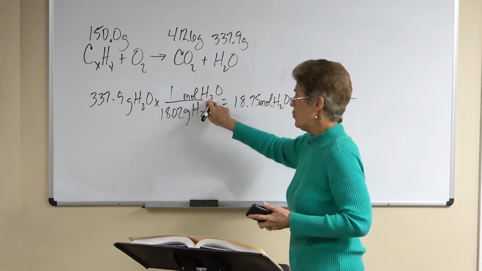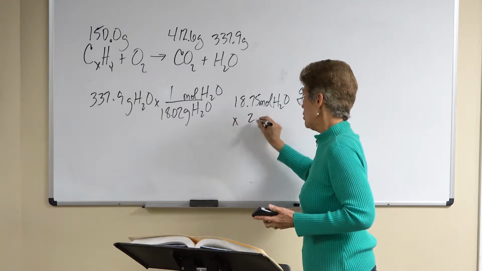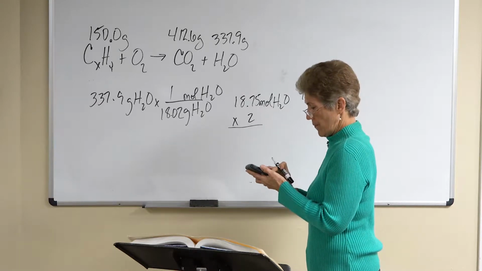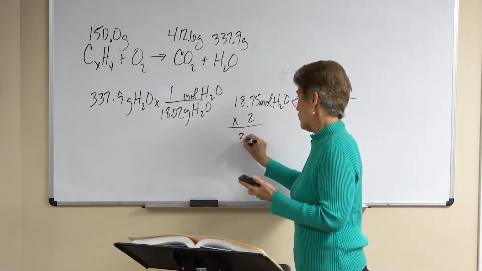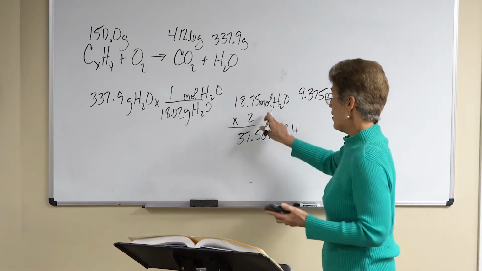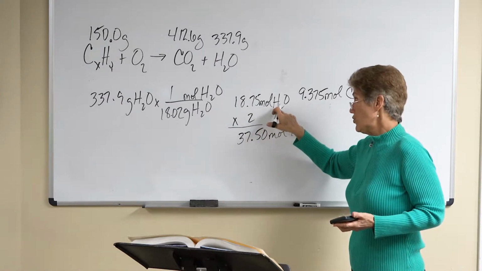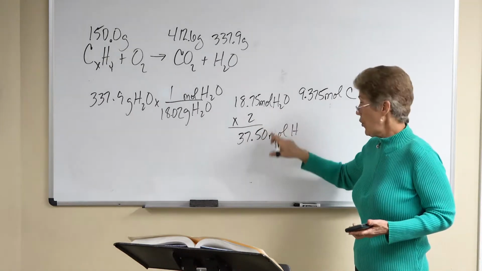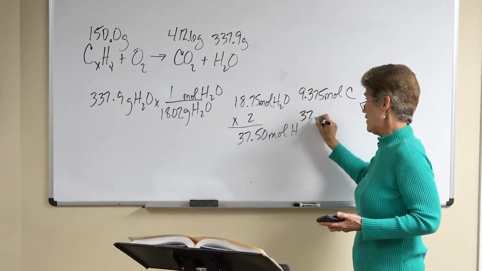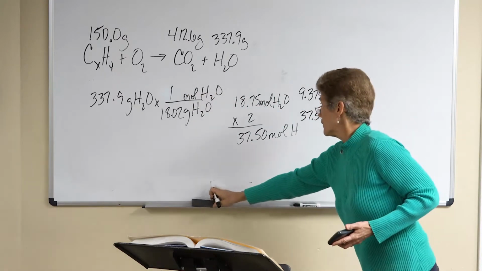But remember, there's 2 hydrogens in every 1 mole of water. So in that, we're going to go times 2, and that's going to give us 37.50 moles of hydrogen. Remember, because even though there's 18.75 moles of water, you have 2 moles of hydrogen in every 1 mole of water. Therefore, you have to multiply it by 2. So now we have 37.50 moles of hydrogen.